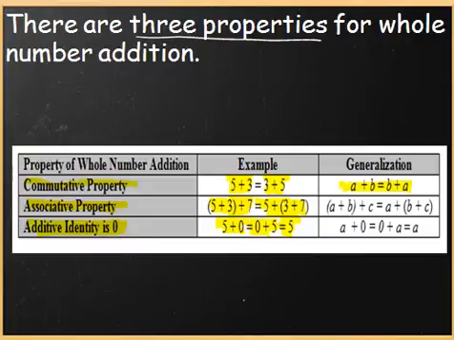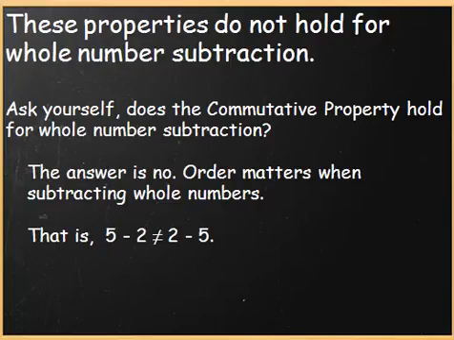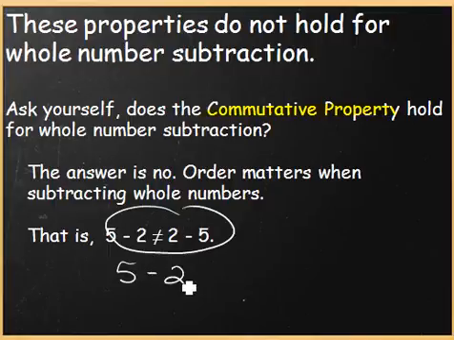Therefore, we might ask ourselves, do these properties hold for subtraction? For example, does the commutative property hold for whole number subtraction? The answer, well, let's see. If we took 5 minus 2, we would get 3. Is that the same as taking 2 minus 5? No, we would get negative 3. Therefore, the commutative property does not hold for subtraction.